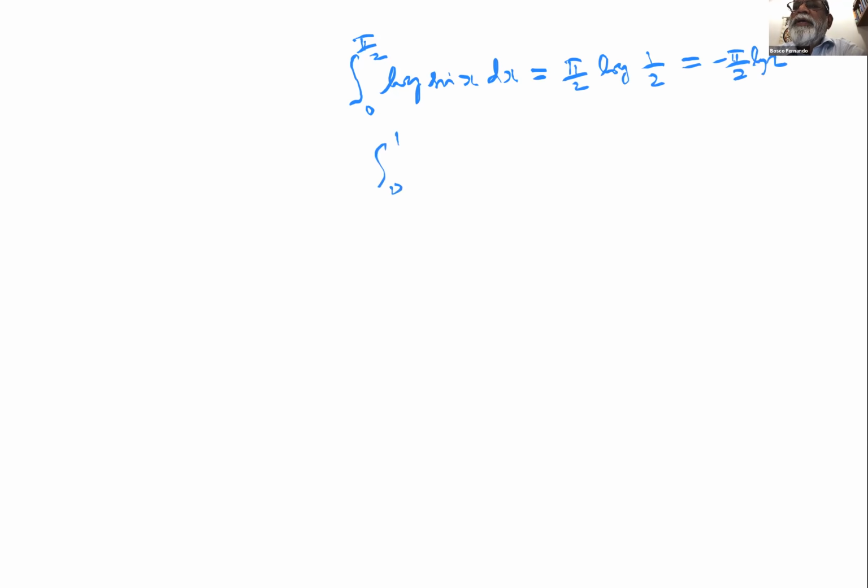Integral 0 to pi by 2 log tan x dx is the same as integral 0 to pi by 2 log cot x dx. What is the answer? The answer is equal to 0.